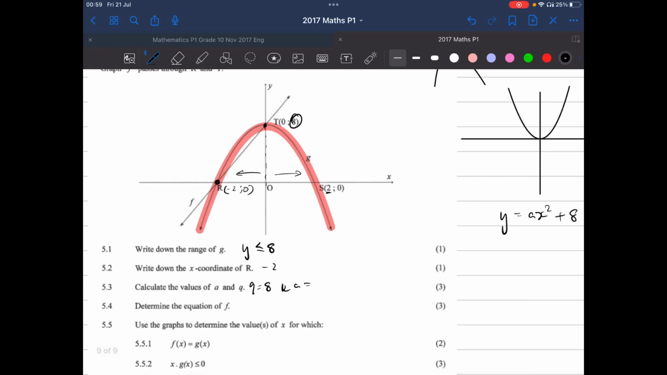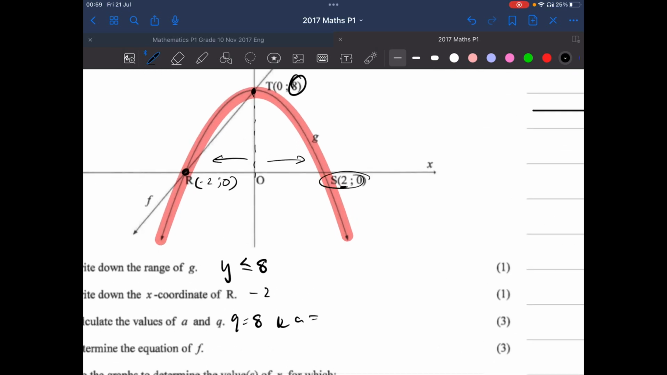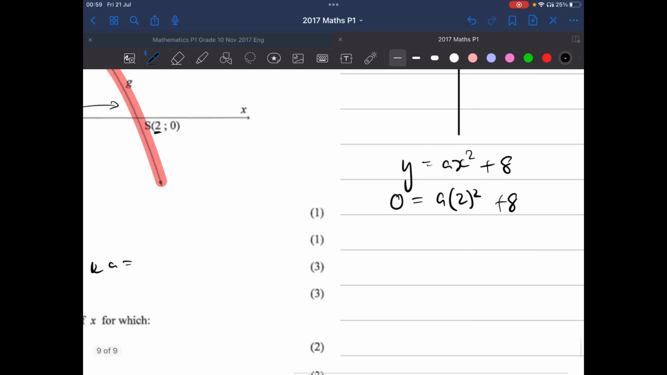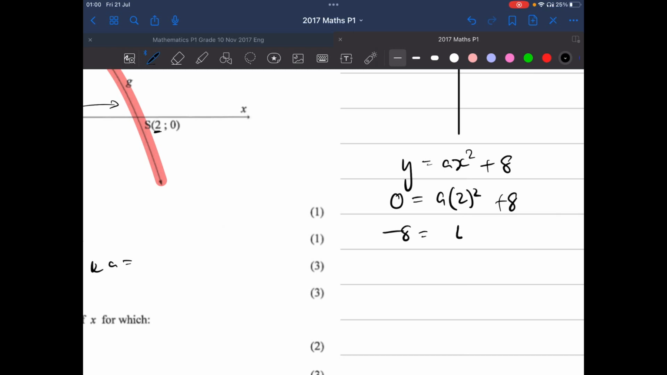Now let's find a point on the graph. We have 2 points that we can choose from, S or R. Let's take S. The y value of S is 0 and the x value is 2. So wherever I had y I put in 0, and wherever I had x I put in 2, plus 8. Now I'll just manipulate this and solve for a. I'll bring this to the other side, making that minus 8. So minus 8 is equal to 4a because 2 squared is 4. So that means that a is equal to minus 2.